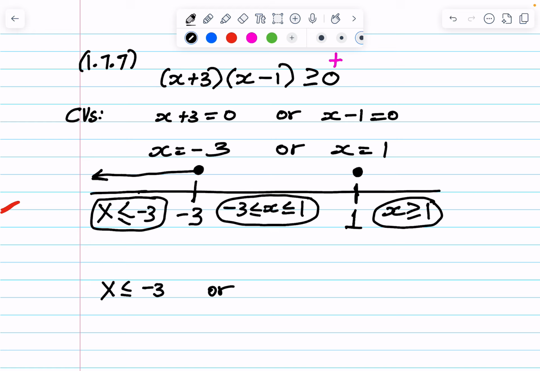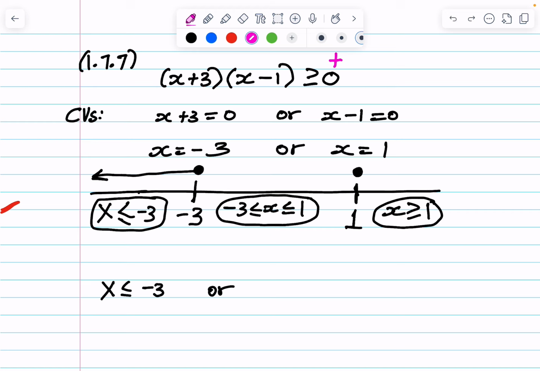Let's test region 2. Region 2, I'm going to pick a 0 because 0 lies between -3 and 1. So I put a 0 there. I put a 0 there. The first bracket gives me a positive. The second bracket gives me a negative. Positive and negative doesn't give me positive. So this region fails. So region 2 failed. Okay, so we're not going to include region 2.